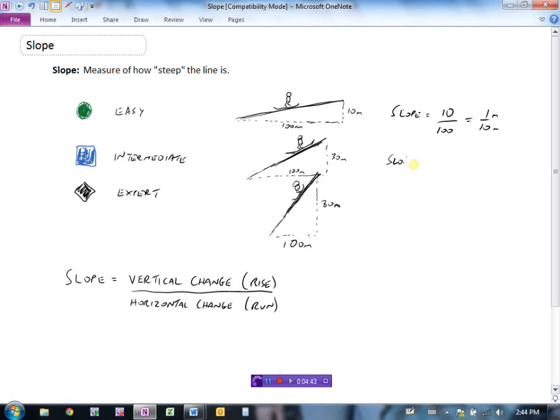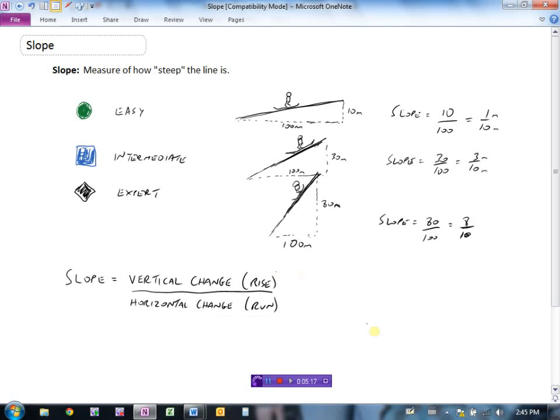Here, the slope was 30 over 100, which is 3/10. So here, every time you ski along 10 meters, you'd be dropping 3 meters. And here the slope, again, rise over run, vertical over horizontal, and reduced. Here you're dropping 8 meters for every 10 meters of horizontal distance that you would ski. So that's how we find slope.